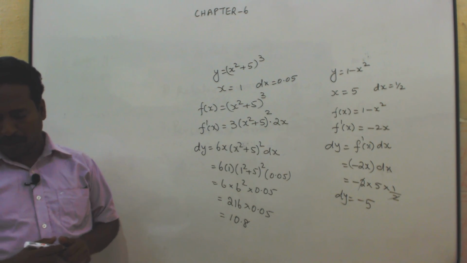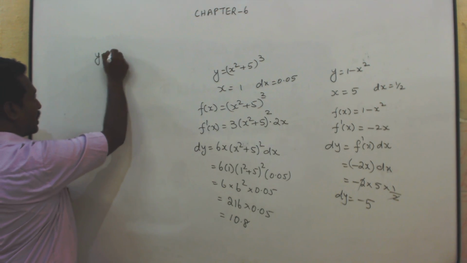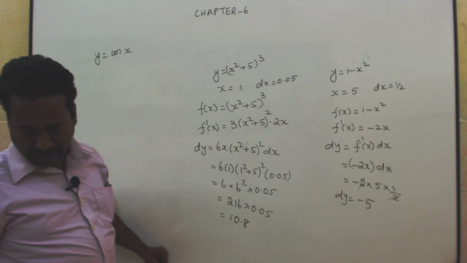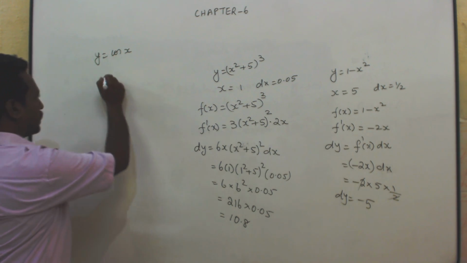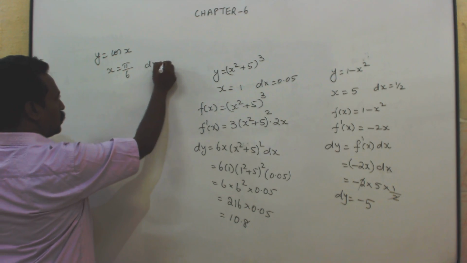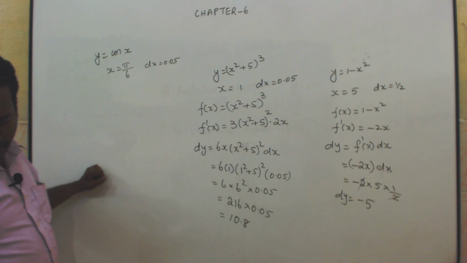So, I will solve one more problem here. Y is equal to cos x. What are the values of x given? X is equal to pi by 6, dx equal to 0.05.